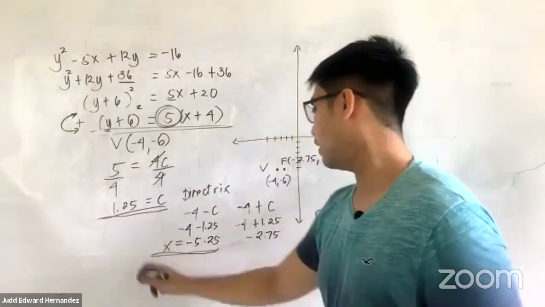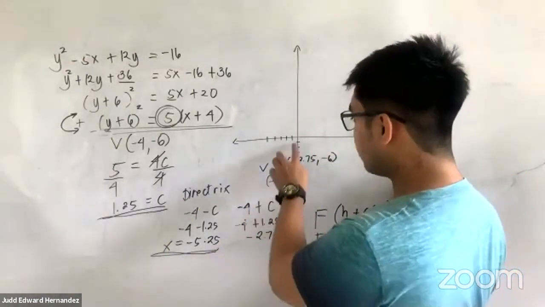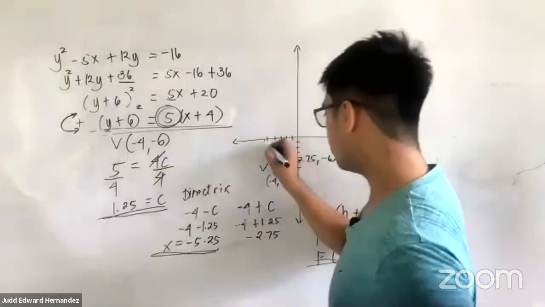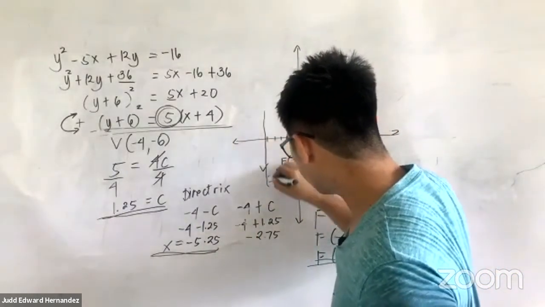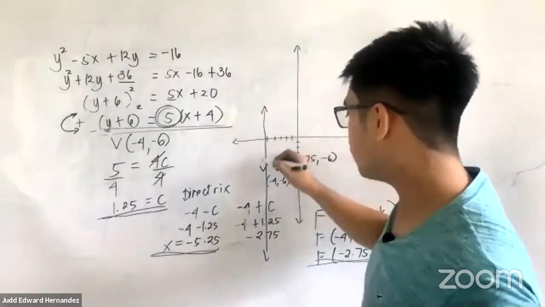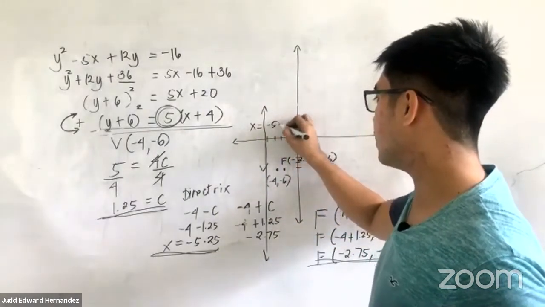At ano yung equation ni directrix natin if this is y squared? The equation should be x is equal to negative 5.25. Maliwanag? Okay. Saan ba si negative 5.25? 1, 2, 3, 4, 5, 5.25. Therefore, this is the directrix. Okay. And the equation of the directrix is x is equal to negative 5.25.